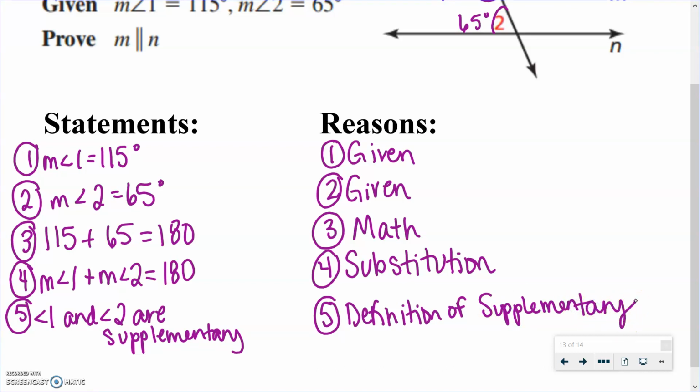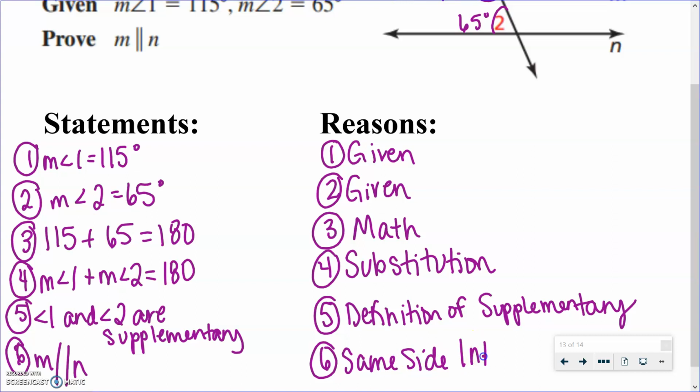Okay, now we can say, that's what we were trying to prove. We knew they were same side interior angles, and we had to say they're supplementary to show that m is parallel to n. So we're going to say m is parallel to n, and that is by same side interior angles. Okay, because we know that if they are supplementary and they're same side interior angles, that makes the two lines parallel.